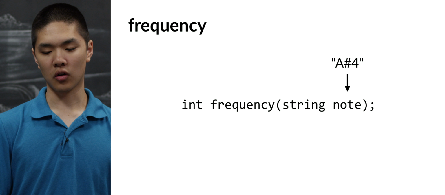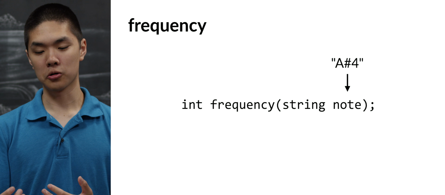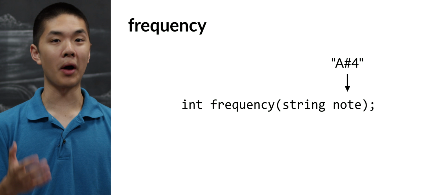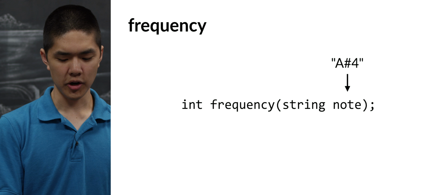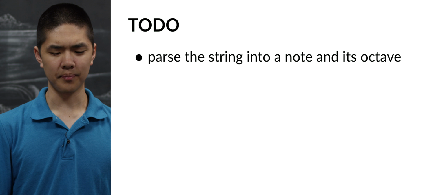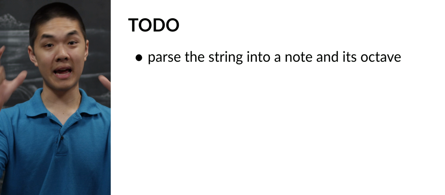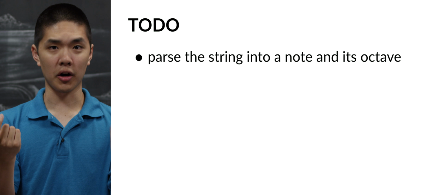Well, the note is just going to be a string that might be something like A#4, for example: a note, possibly an accidental, and then an octave number. But if there is no accidental, that note might just be A4, for instance. So what are you going to do with that note? Well, first, you're going to parse the string and figure out its note and its octave. So in the case of the string A#4, the note is A#, and the octave is octave number 4.